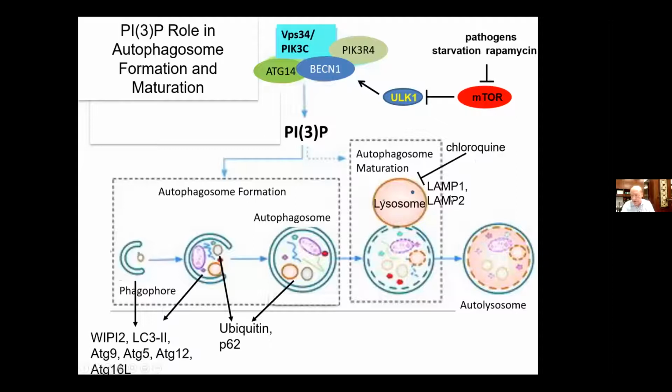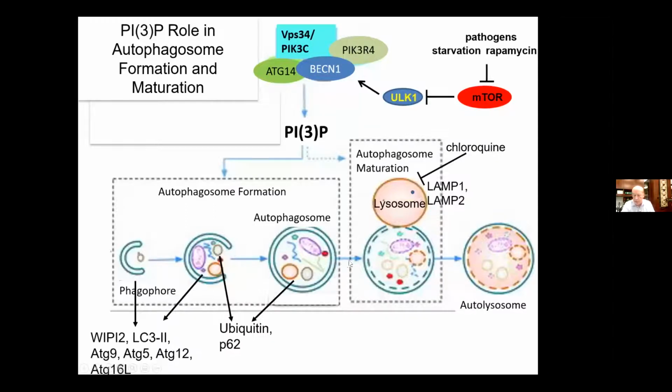And we can accumulate lysosomes. We can block this final step. We can block this degradation step by adding chloroquine, which disrupts the low pH in the lysosomes and prevents this fusion process. And so that will be used experimentally in some later slides.